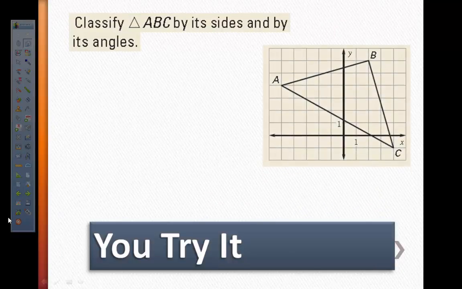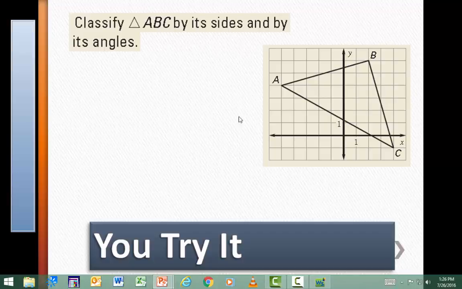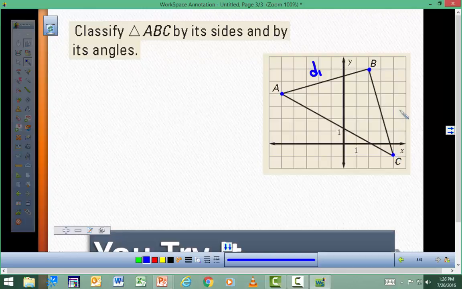So now you're going to try it. I don't want to waste our time on the Camtasia video doing this again, but maybe we could have a couple students do this one on the board, where we find distance number 1, and then we can find distance number 2 and distance number 3. So classify it by its sides and by its angles.